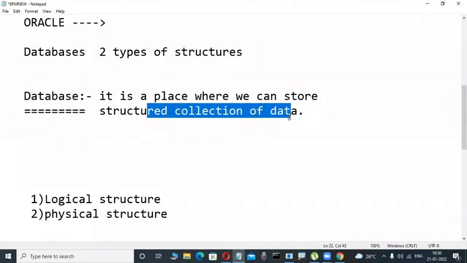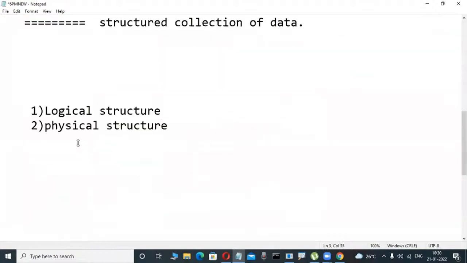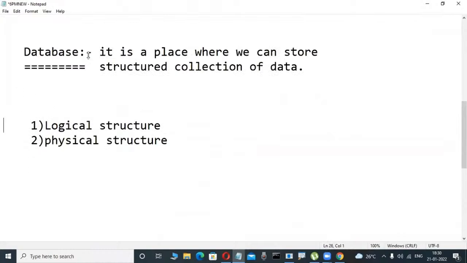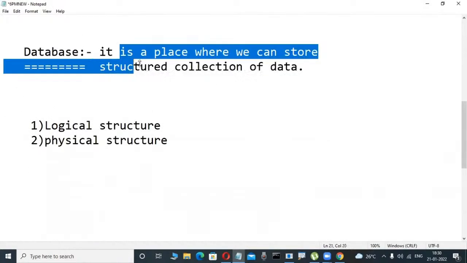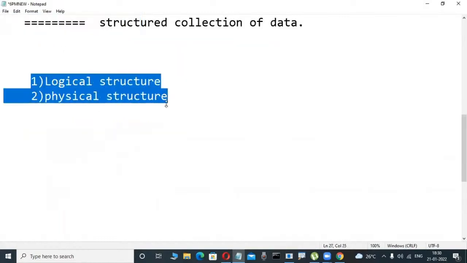But whenever we are installing this type of software, two types of structures are there. One is the logical structure. Another one is the physical structure. I am not explaining the definition today; you will understand it in one of these days. Now observe: first, two types of structures are there, logical structure and physical structure.